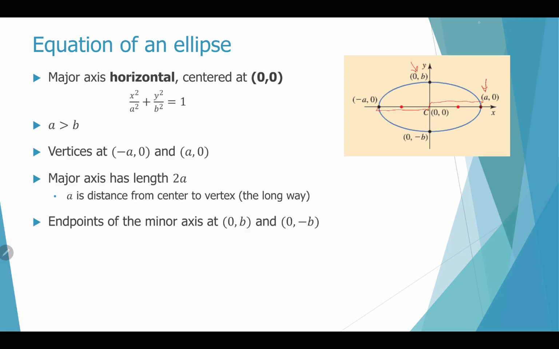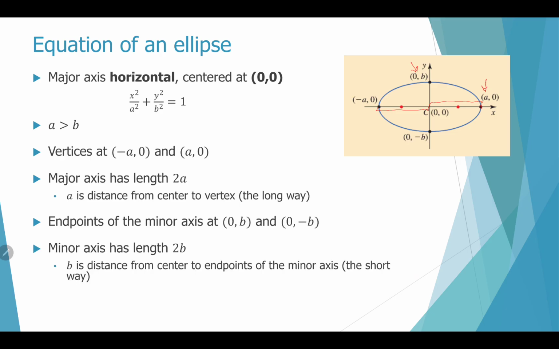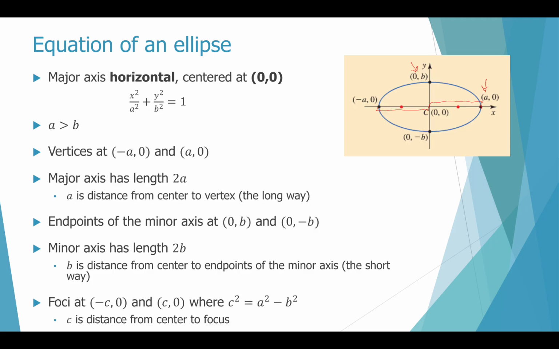We have b distance and b distance, so 2b. That's why I don't like that one. Minor axis 2b, b is the center, so yeah.